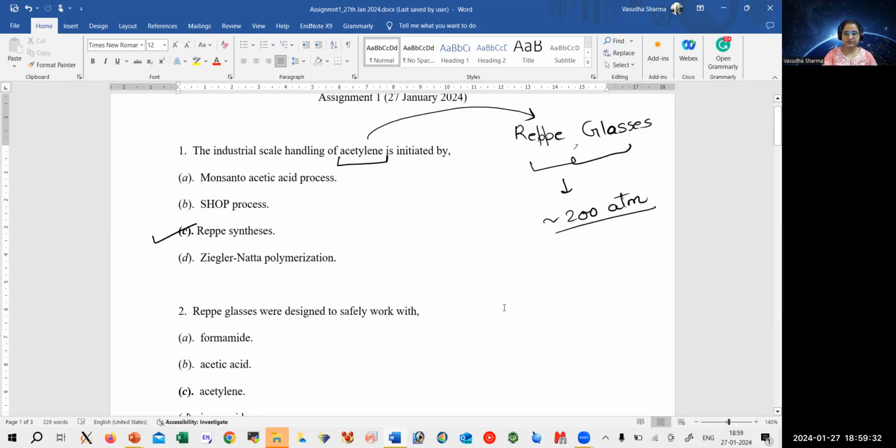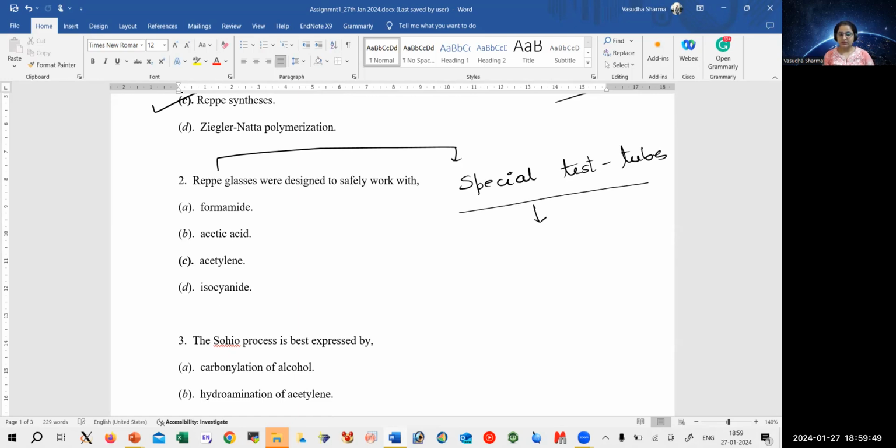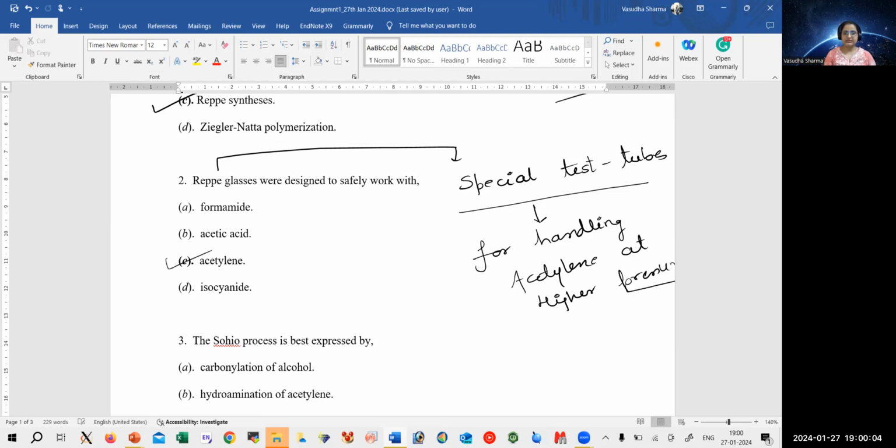Moving ahead to the next question, Reppe glasses were designed to safely work with. As I have explained earlier, Reppe glasses are nothing but special test tubes which were designed for handling acetylene under higher pressures. Therefore, the answer is C, that is acetylene.